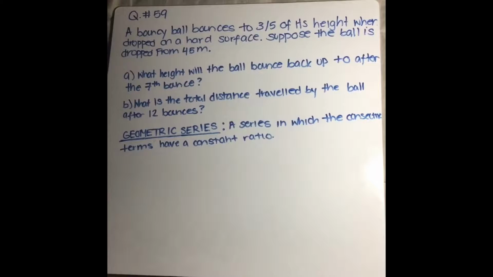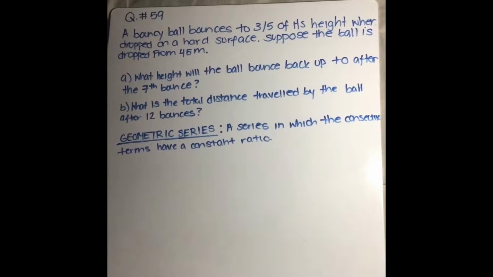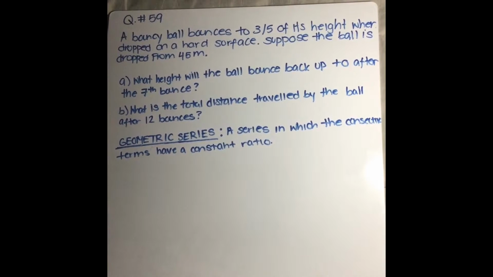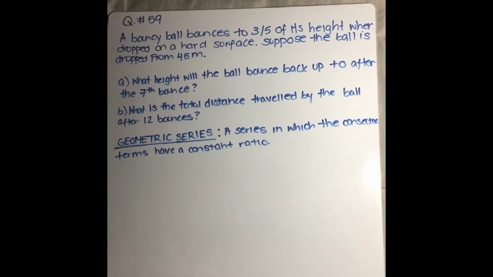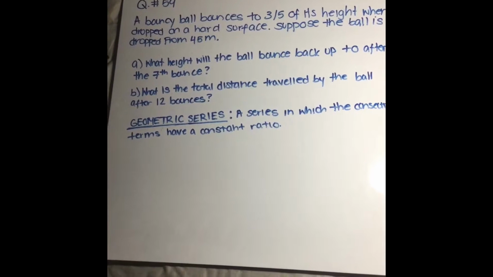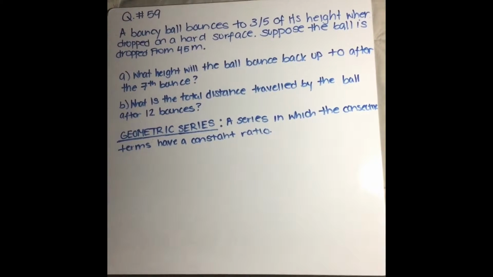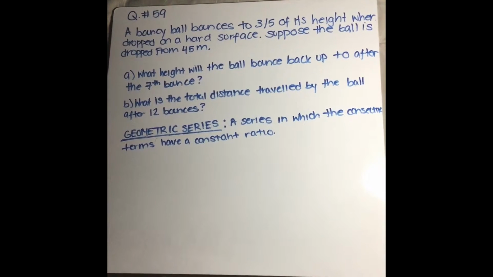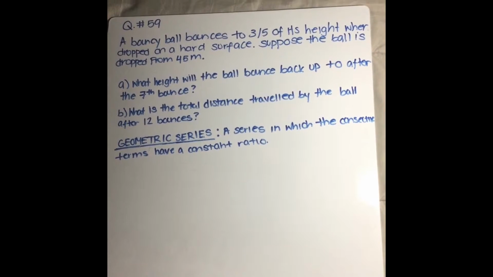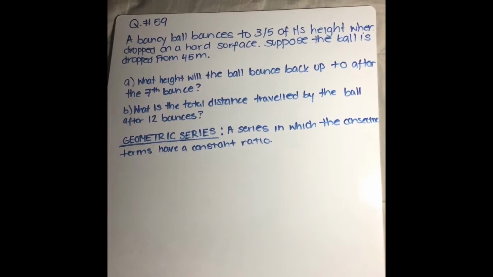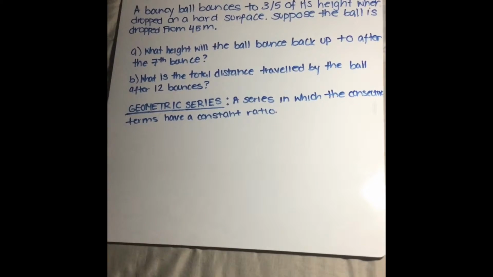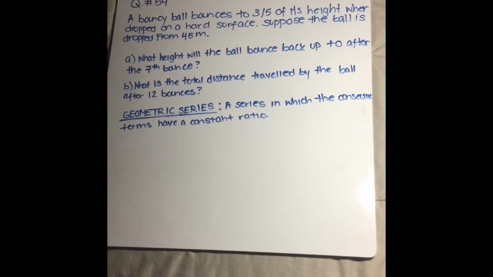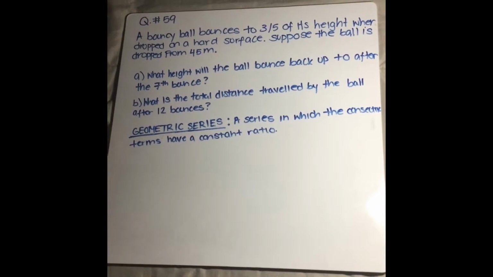This question would be a series question, and that's easy to tell because something, in this case height, is changing by a constant ratio. And that also leads us into which type of series this is. Is this geometric or arithmetic? Because the height is decreasing by a constant ratio, this would be a geometric series question. The definition of a geometric series is a series in which the consecutive terms have a constant ratio, and that matches our scenario perfectly.